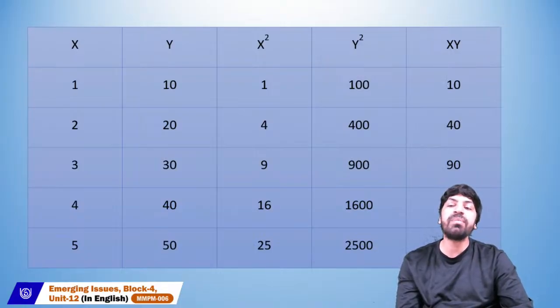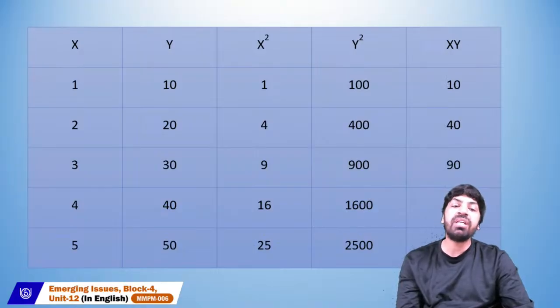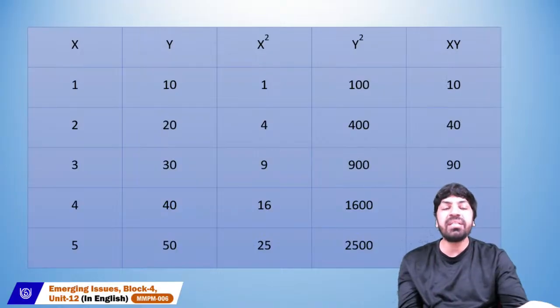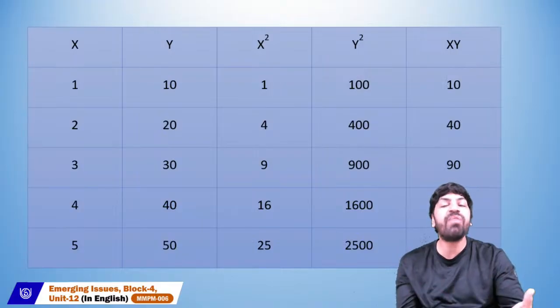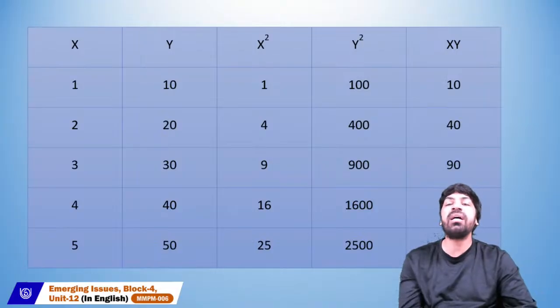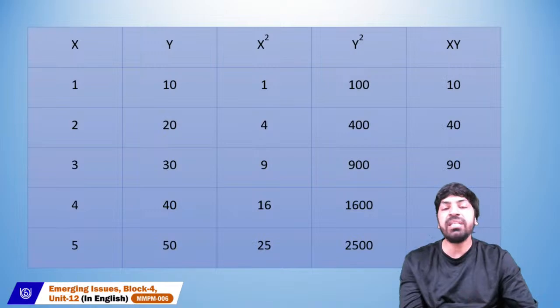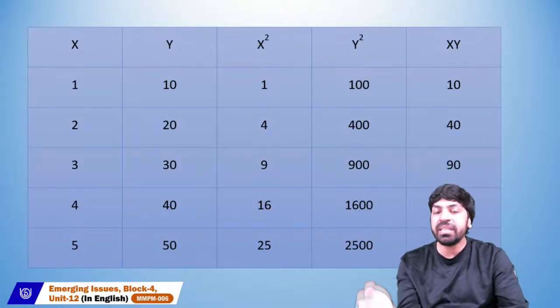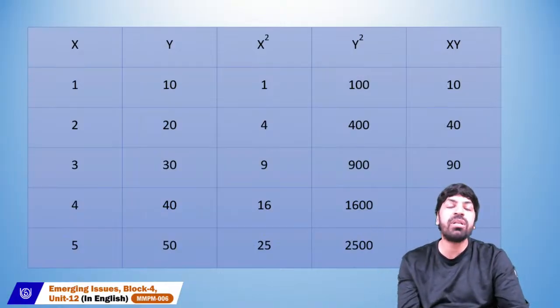4 into 40, it becomes 160. And 5 into 50, it becomes 250. So when we multiply each value of both variables x and y, we can easily calculate the aggregate value of xy. Once we get the values 10, 40, 90, 160, and 250 and add them, we get the summation of xy as 550.